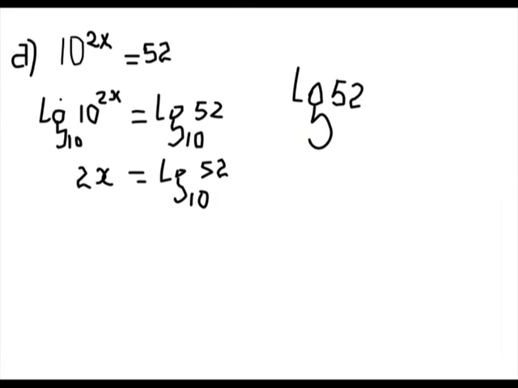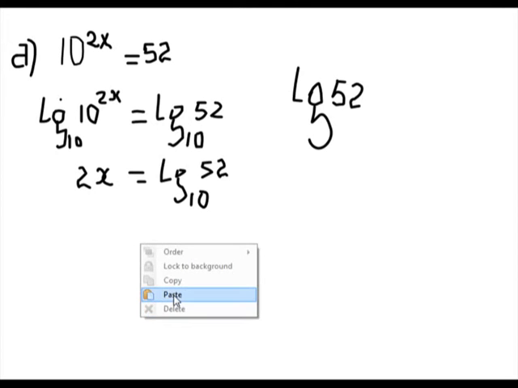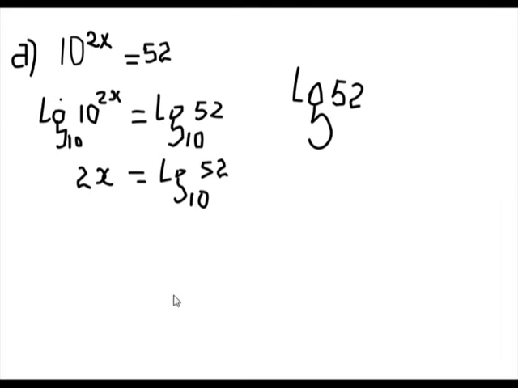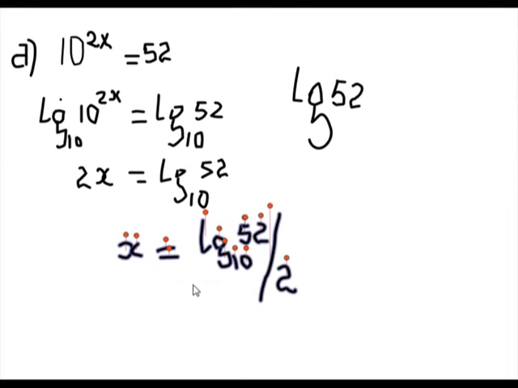And finally, if you want the final result, you're going to end up with x equal log base 10 of 52 over 2. Okay, that's it. But remember, if you have log base 3, log base 5, you can evaluate it by changing the logarithm to natural logarithm. So that's for the first equation.